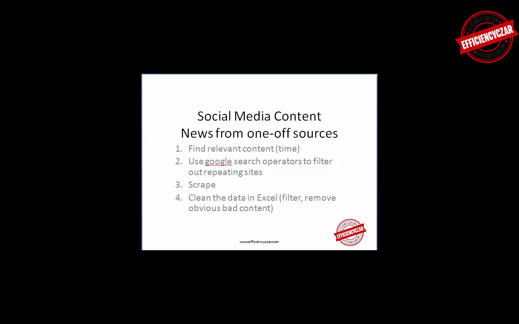So you'd want to grab the site's RSS, throw that into an RSS reader, and then instead use this technique to grab those one-off articles. So we'll show you how to use the search operators to remove any industry sites producing content so you get better results. We'll also show you how to gather the headlines and the links easily by scraping the results from Google, and we'll show you how to clean the results in Excel by filtering and removing the obviously bad content before entering in the task list.